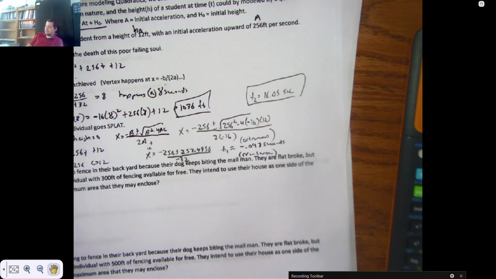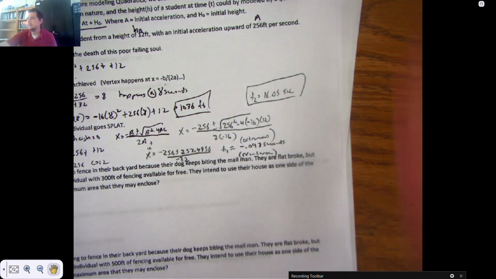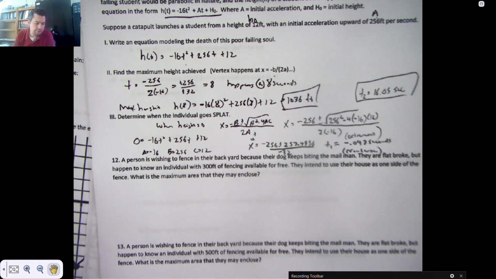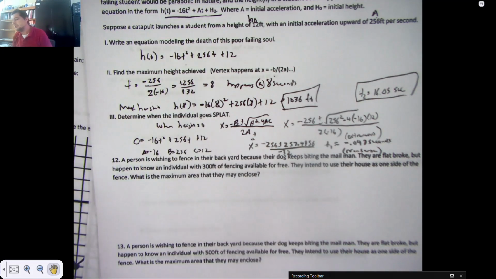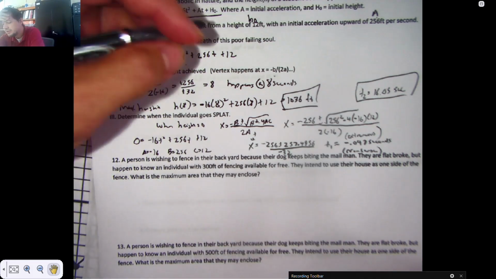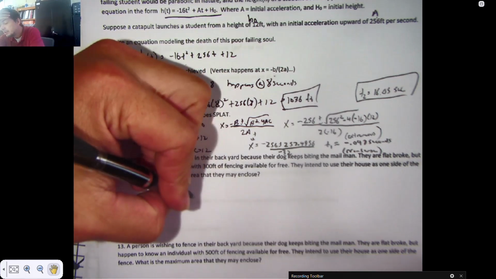All right, what else we got here? Numbers 12 and 13 are identical. The dual enrollment teacher loves these problems. For those of you taking dual enrollment next year, she'll do one of these on her test. She always has. A person is wishing to fence in their backyard because their dog keeps biting the mailman. They are flat broke, but happen to know an individual with 300 foot of fencing available free. They intend to use their house as one side of the fence. What is the maximum area they may enclose?